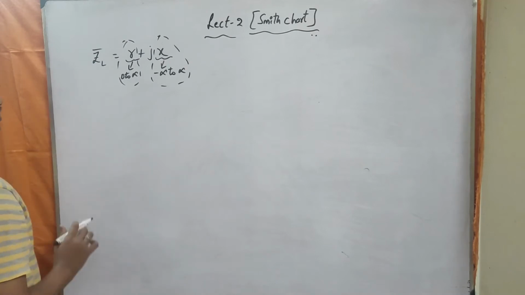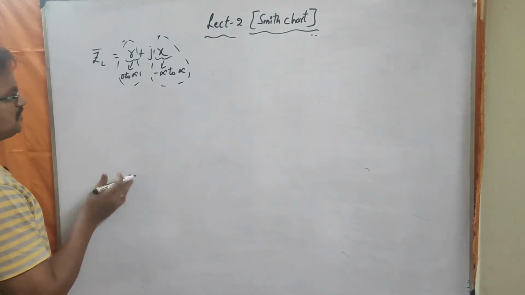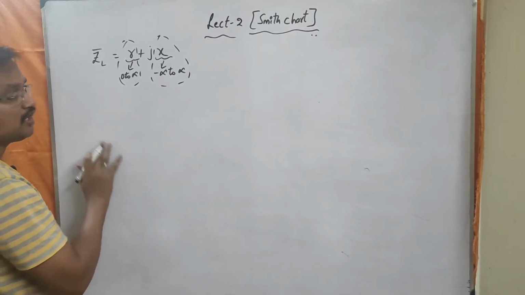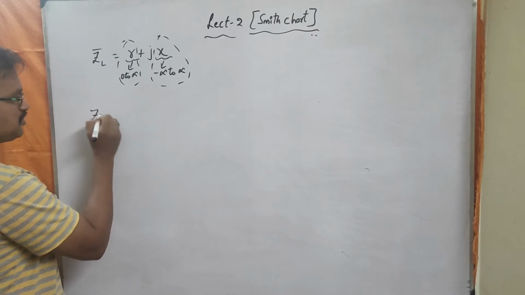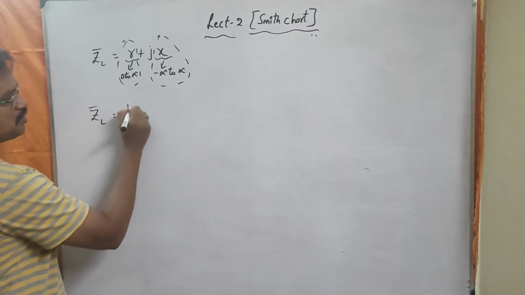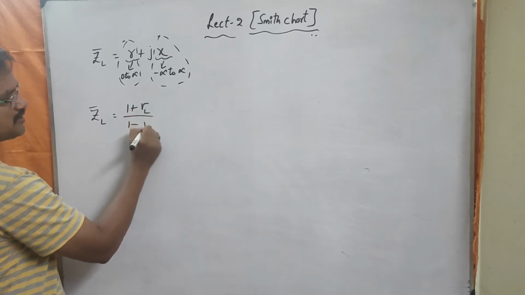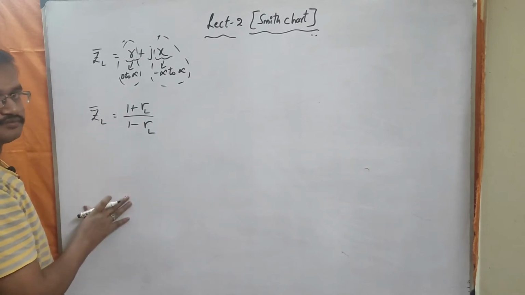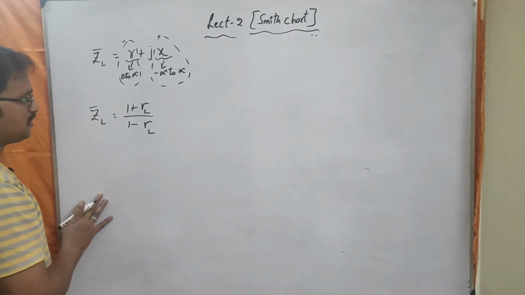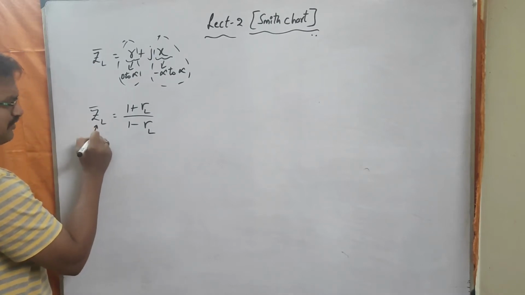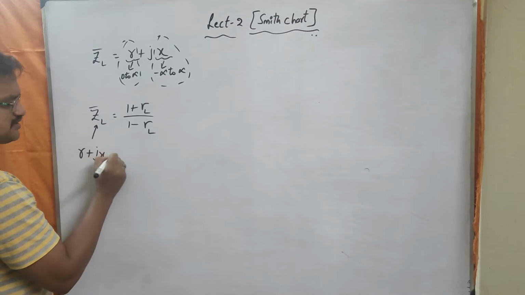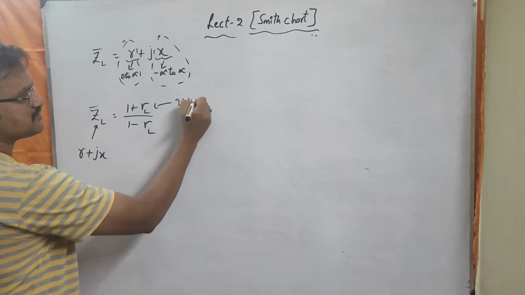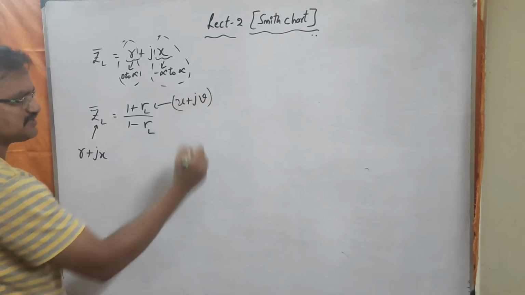In the last lecture we saw that ZL bar, the normalized load impedance, and the reflection coefficient at load are related by this equation: ZL bar is equal to (1 plus gamma L) by (1 minus gamma L). Here ZL bar is R plus JX, and gamma L is in general a complex quantity, which we represent as U plus JV.